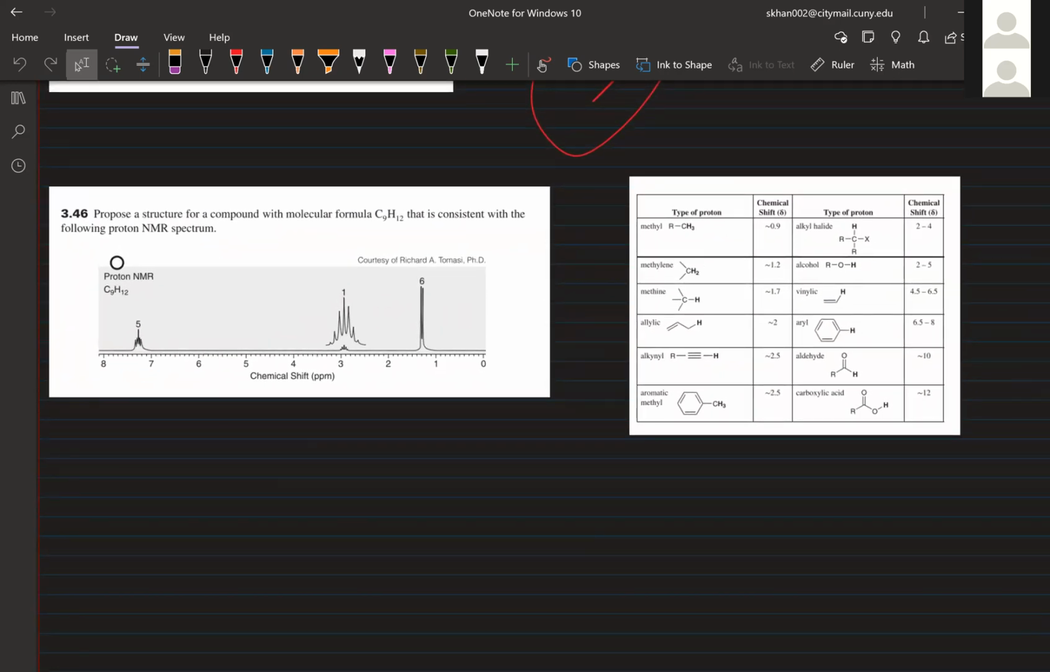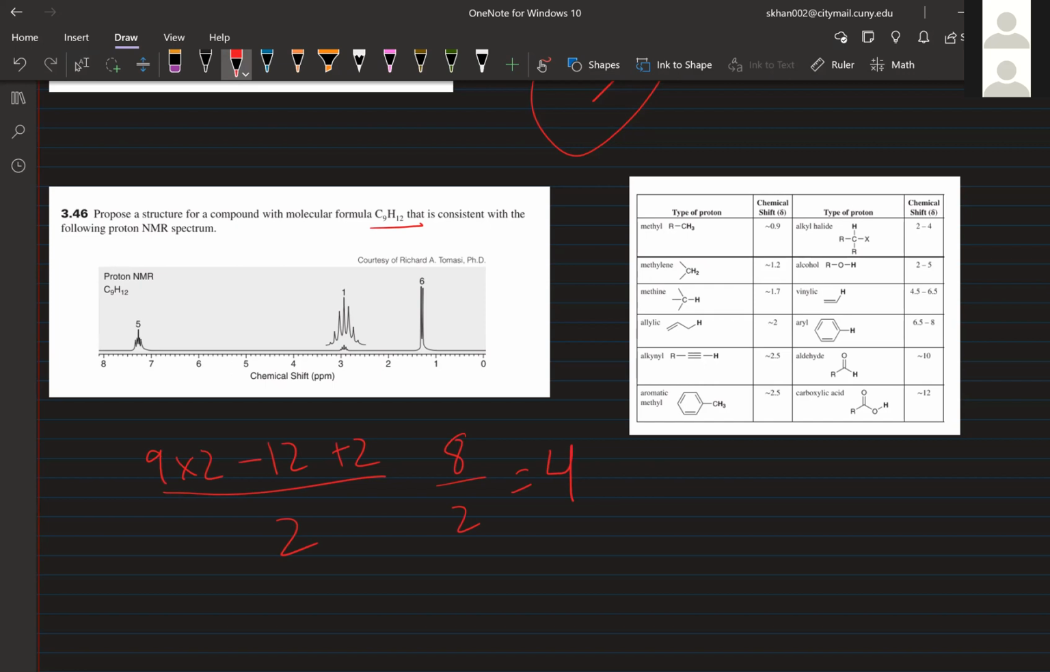Okay, so propose a structure for the compound with the molecular formula C9H12 that is consistent with the following proton NMR. So first thing, what do we check for before you even look at the spectra? Degrees of unsaturation. So 9 times 2 minus 12 plus 2, divided by 2. 9 times 2 is 18, plus 2 is 20, minus 12 is 8, divided by 2 is 4. We have 4 degrees of unsaturation.